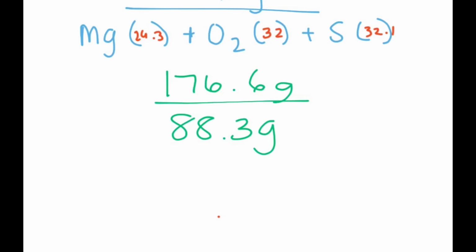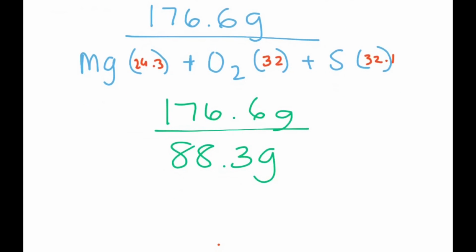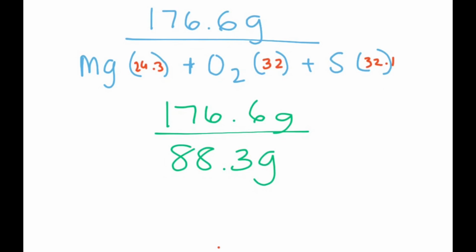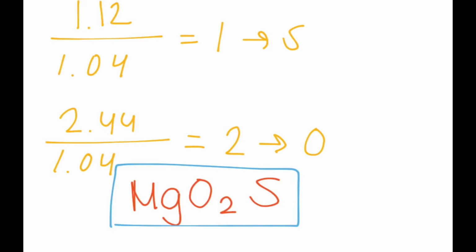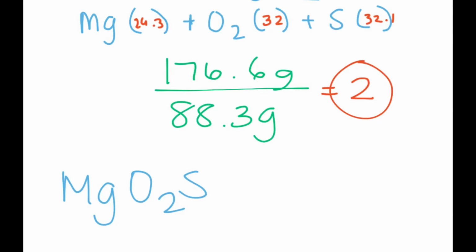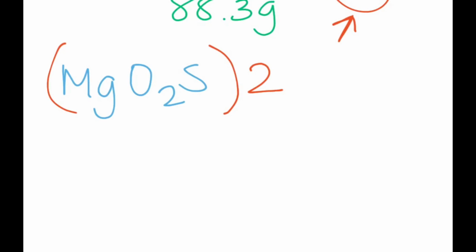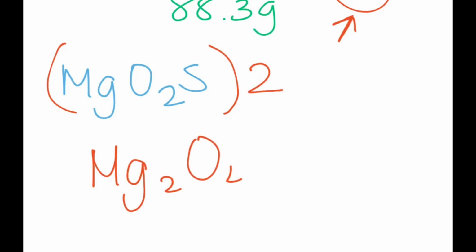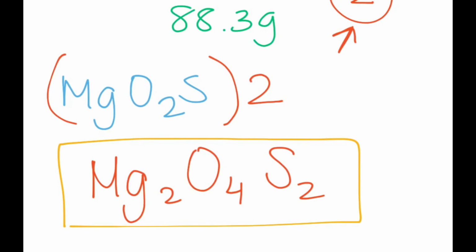So now if we divide the molar mass of the compound by the empirical molar mass, we get 2. Now going back, we know that our empirical formula is MgO2S. Now that we found the multiplier for the empirical formula, and we know that it's 2, we have to multiply all of this by 2. Therefore, our molecular formula is Mg2O4S2. And these are the basic concepts for Lecture 6.